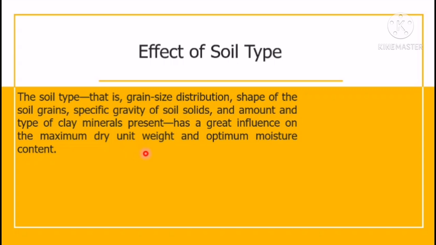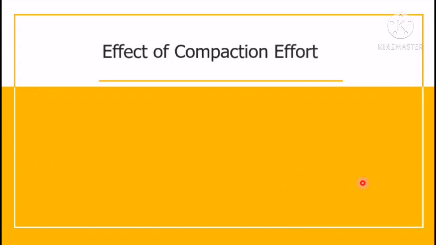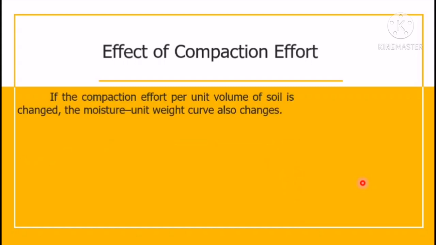So, this is a table of comparison kung paano yung moisture content and dry unit weight ng iba't ibang klase ng lupa. So, this is the compaction curve for poorly graded sand, for high plasticity clay, for high silty clay, and for sandy silt. So, this is an example of a compaction curve. And then, we have another factor in compaction, and that is the effect of compaction effort.